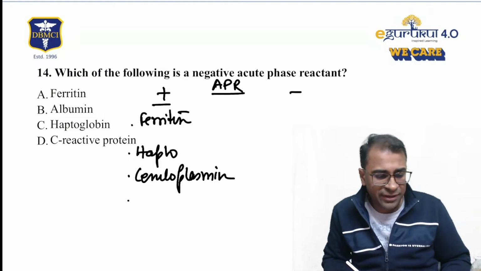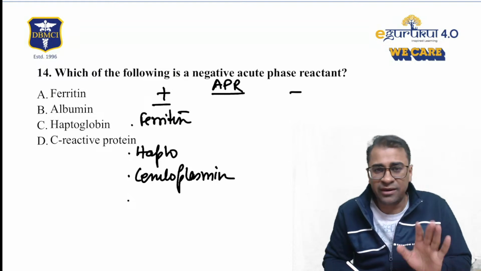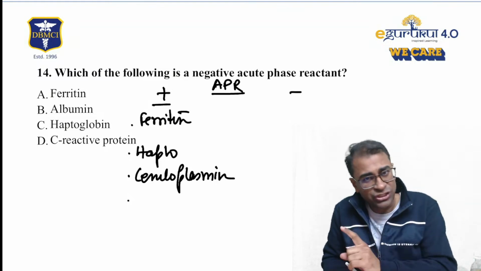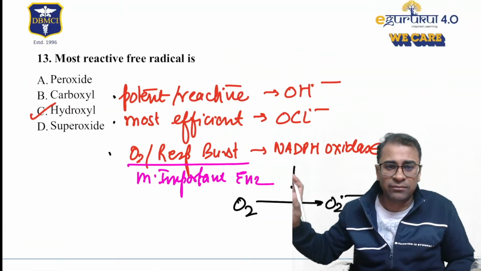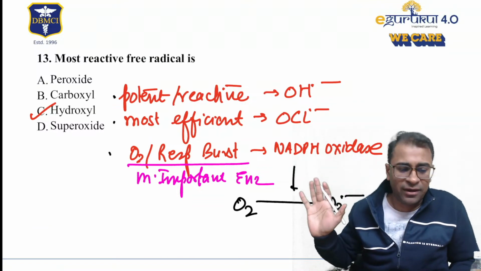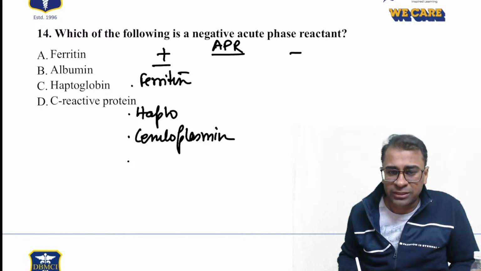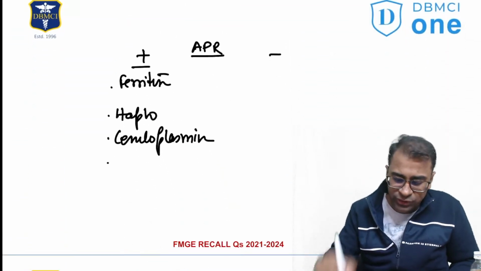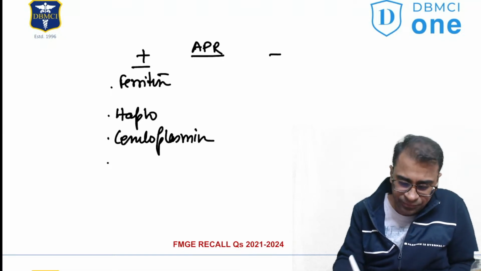Okay, ferritin. नहीं, मोस्ट पोटेंट OCl dot minus नहीं है, ठीक है ना. Most potent is hydroxyl, most efficient is hypochlorite ion. तो जो मैंने लिखा है ये पक्का है ना, एकदम इसको चेंज नहीं करने का. ठीक है. चलो, हैप्टोग्लोबिन, सेरुलोप्लाज्मिन, मैं लिख रहा हूँ positive APR and negative APR, इसको लिखता क्लियरली यहाँ पर. So there is a positive APR ferritin, haptoglobin, there is ceruloplasmin.